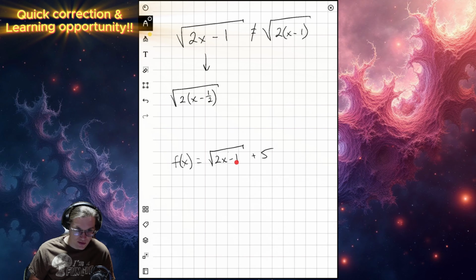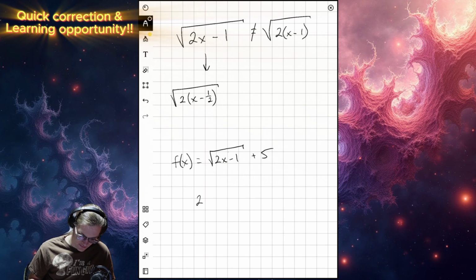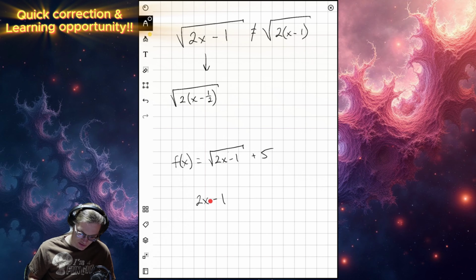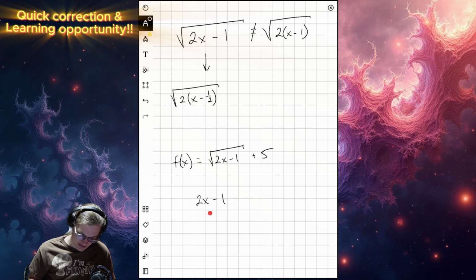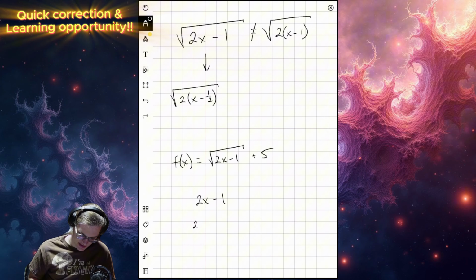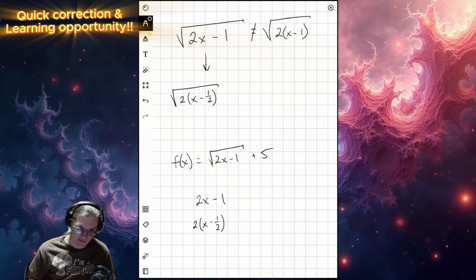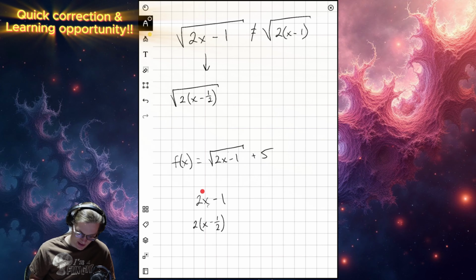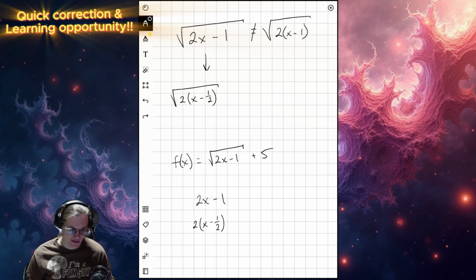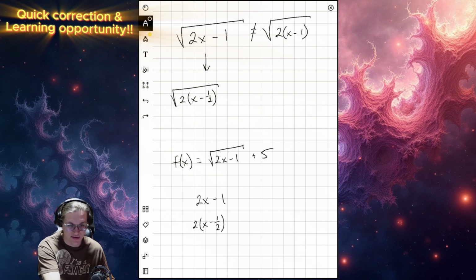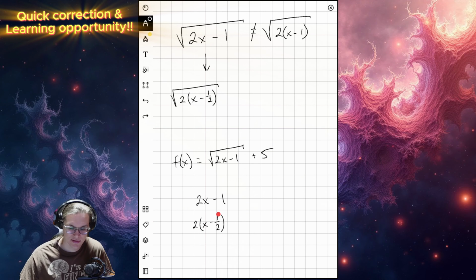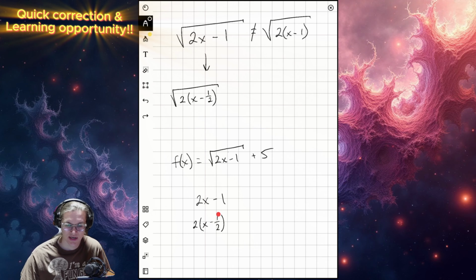This minus 1 is 1 being subtracted from 2x. So if 1 is being subtracted from 2x, actually what's happening is 1/2 is being subtracted from 1x, if you think about it, right? If you pull a 2 out of this. So just be careful of that. It got me, so it could very easily get you as well. But it's a good learning opportunity. So anyway, back to the video.